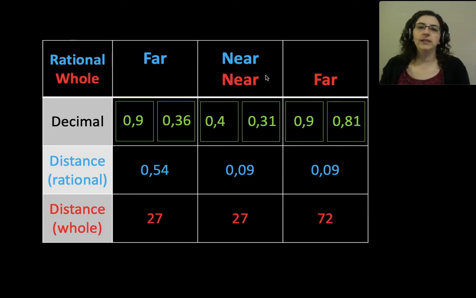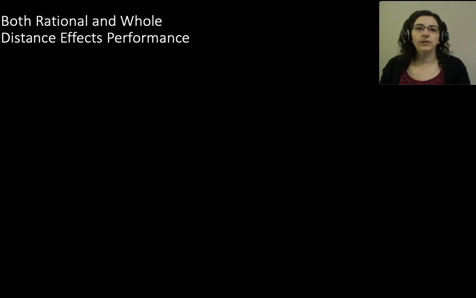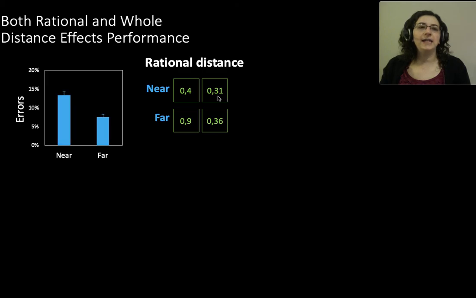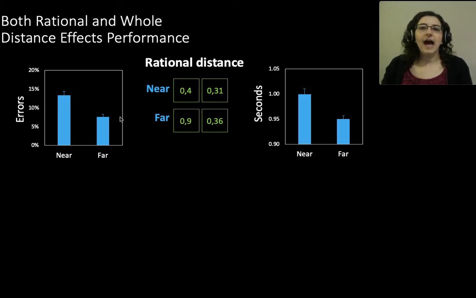And so we consider this one a near problem for whole number distance, and this one over here is a far problem. So behaviorally, what do we see? Well, if we look at rational distance, we find that indeed people are making more errors for the near problems than the far problems. And they are faster. They take, this is in seconds, less than a second for these far problems and over a second for the easy problems.